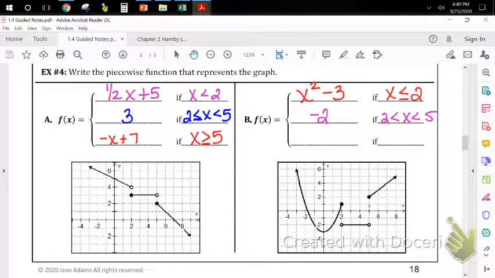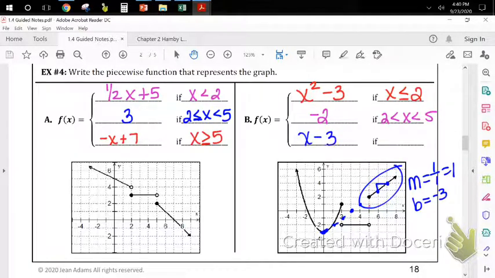And then the last piece of this one is right here. So we can tell again it's linear. We can see that our slope is up 1, right 1, so that means our slope is 1. And then we can just go backwards here to see what our y-intercept is. It's going to cross the y-axis right there at negative 3. And so we get the equation, which is x minus 3.